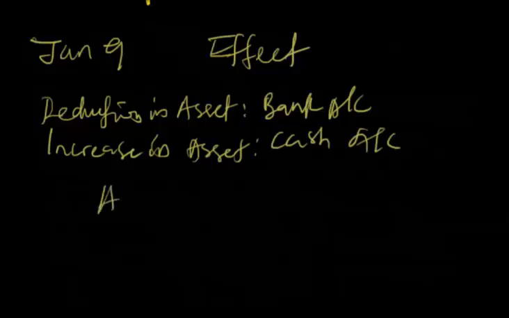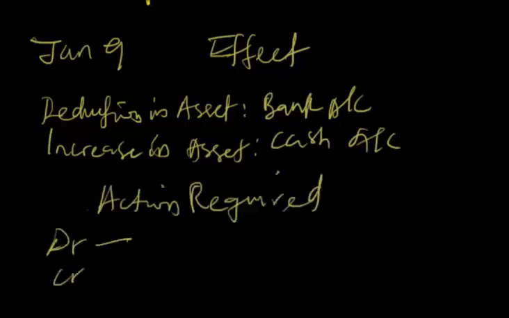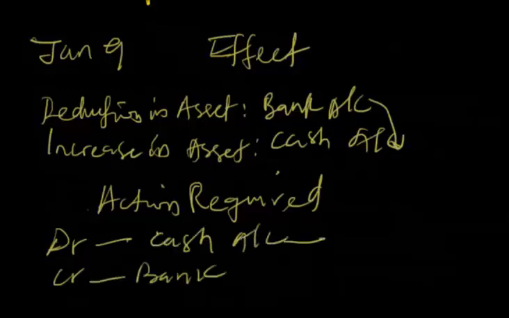Action required. Debit, credit. So since bank account is given to cash accounts, we are going to debit cash accounts and we are going to credit bank accounts. This is the receiver and this is the giver.